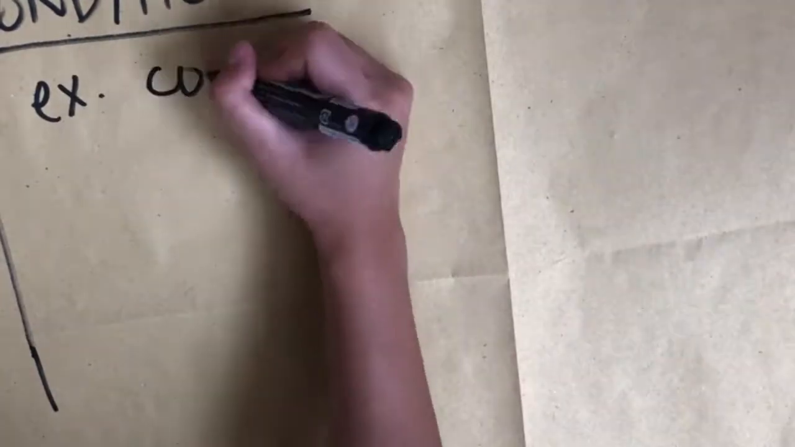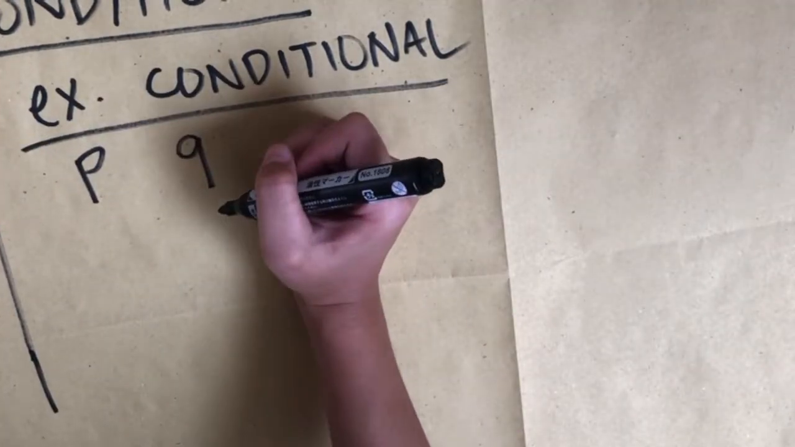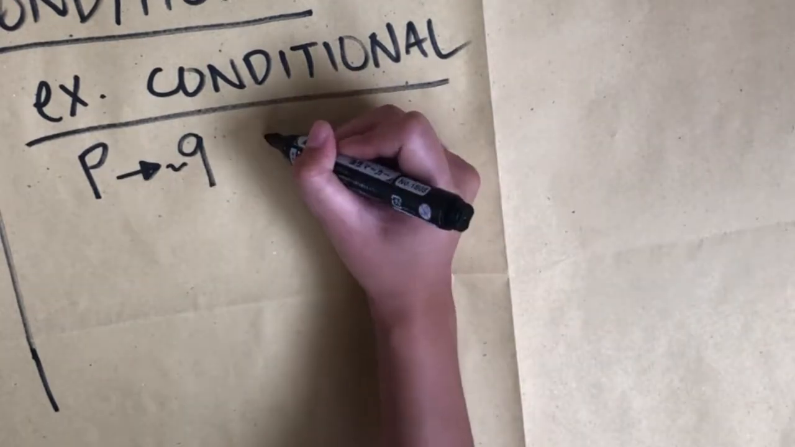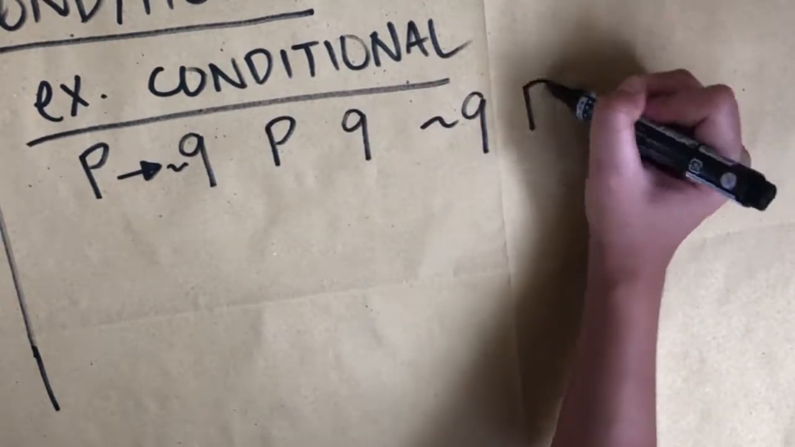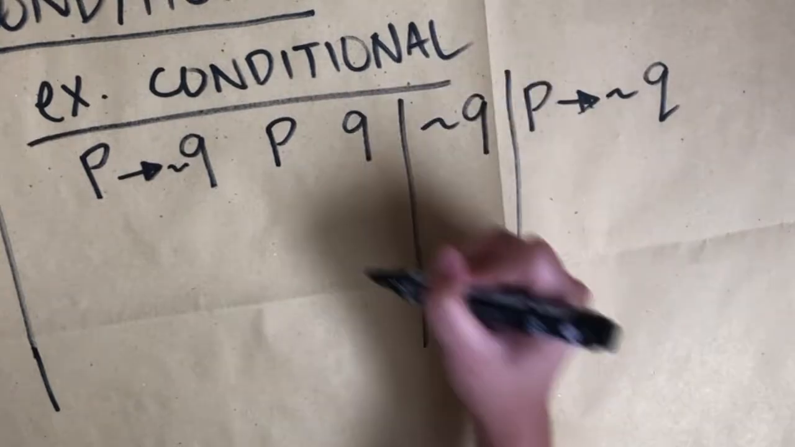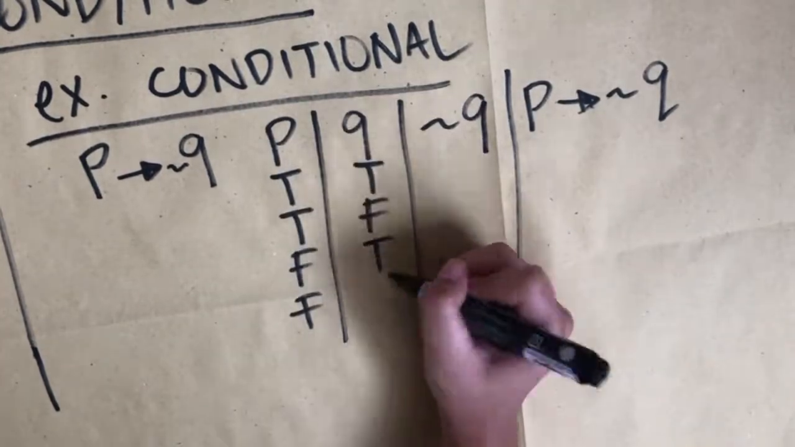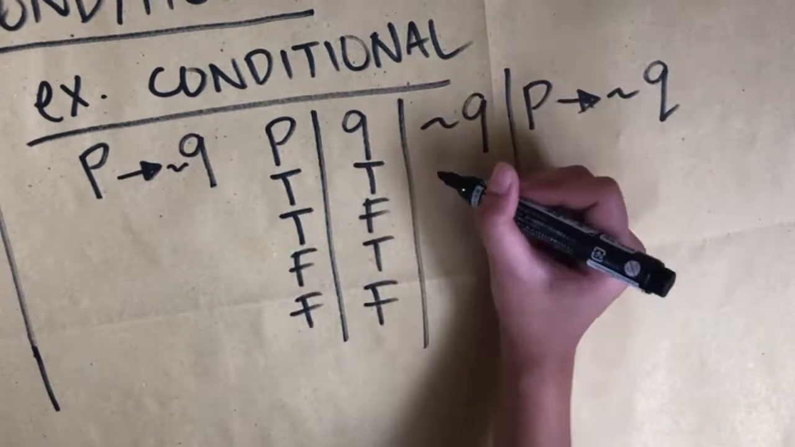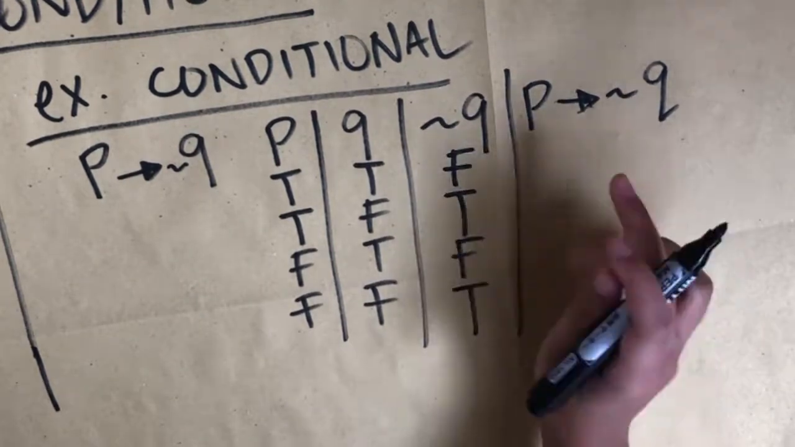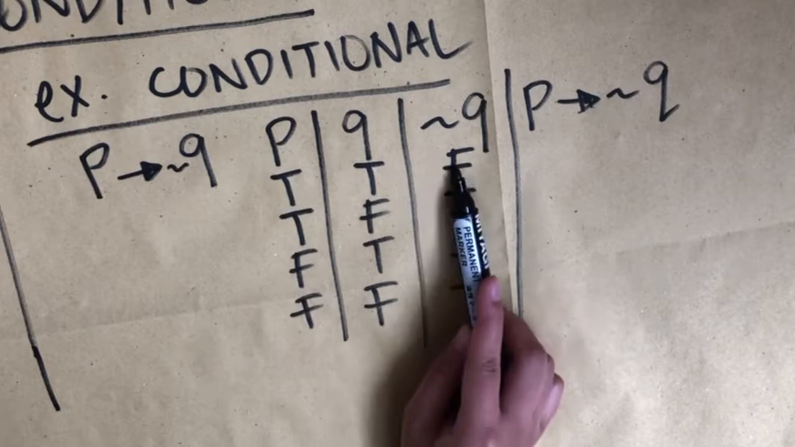Example, we'll start with conditional. Our equation is if P, then not Q. So we have P, Q, not Q, and our final equation, if P, then not Q, as our variables. So let's write all the possibilities. So first we have not Q, which will be the opposite of Q. We add not Q since it is part of the equation.